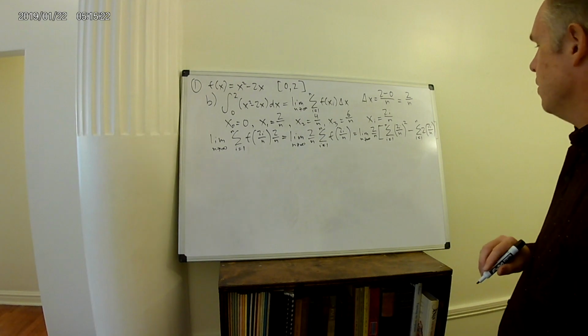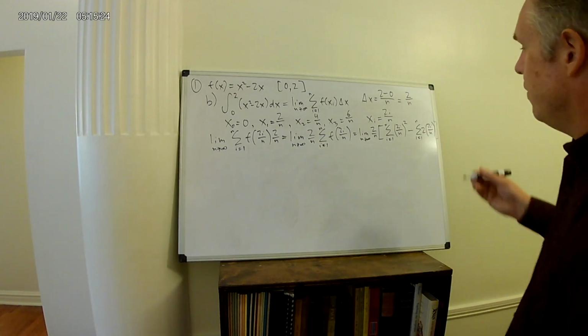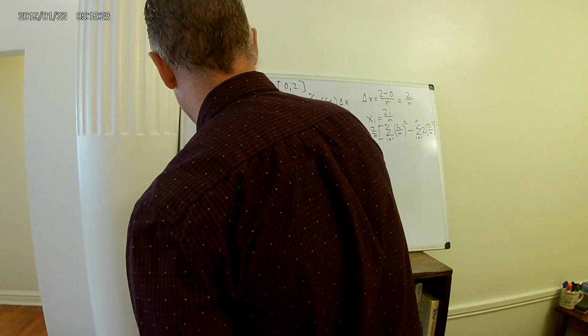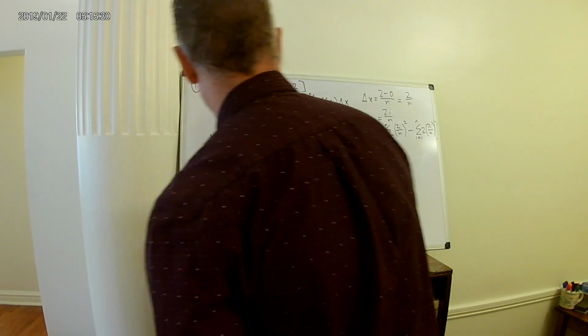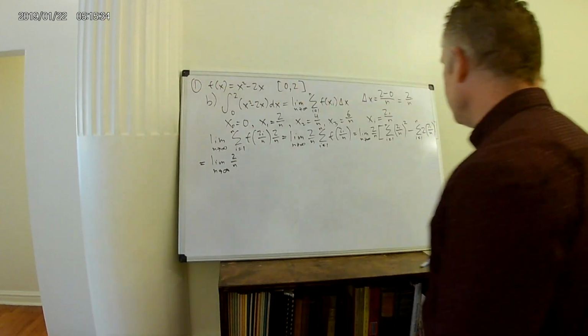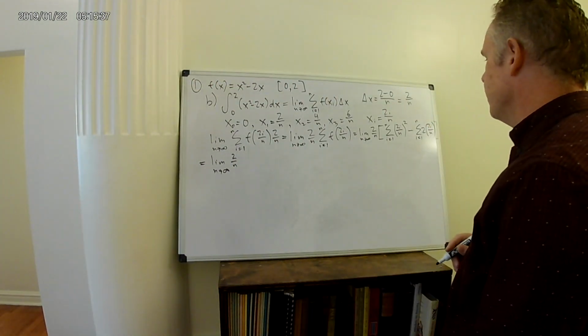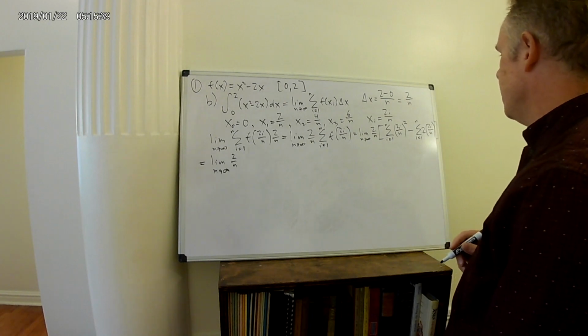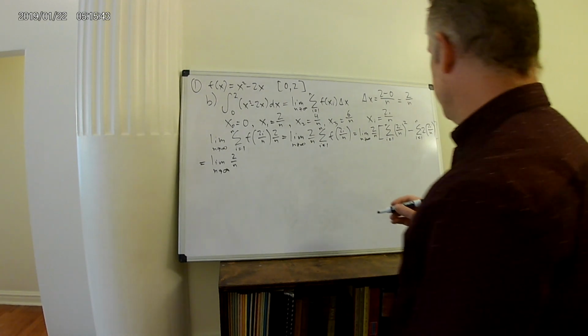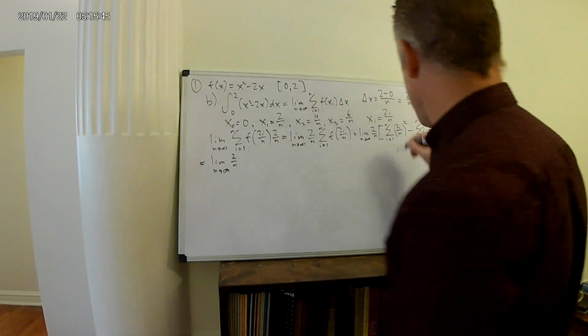And I'm going to now try to simplify this sum. And so this sum equals the limit as n approaches infinity of 2 over n. And then I'm going to evaluate this sum. And if I do that, I get, I'm going to first tackle this sum.